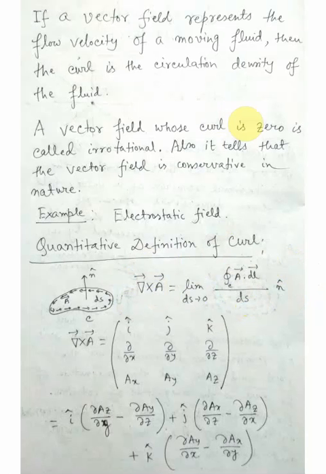A magnetic field, you know, is circulating in nature, right? So if you take the curl of that magnetic field, you will get another vector along the axis of the rotation of the magnetic field. That is actually the current density.